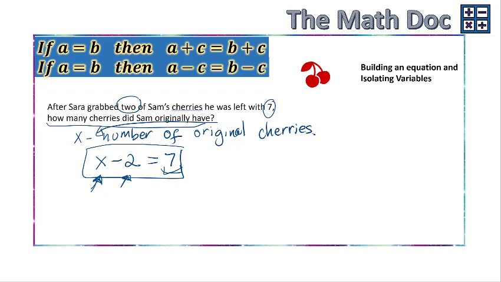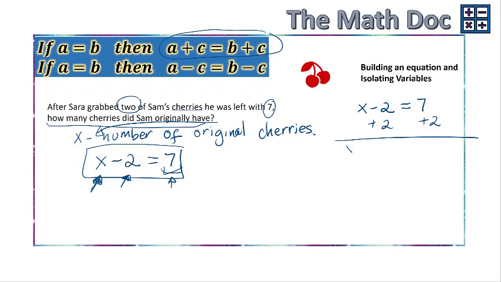Okay? We wrote down our word problem as a mathematical sentence using a variable, which was basically the value that we were asked about, and the other 2 pieces of information that we got, that Sarah grabbed 2 and that Sam remained with 7. So this is our equation, x minus 2 equals 7. Let's solve this by isolating our variable x. So we will use the addition property here. We will add 2 to both sides of this equality.